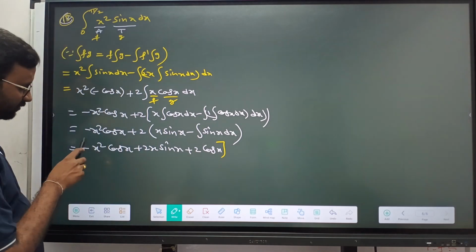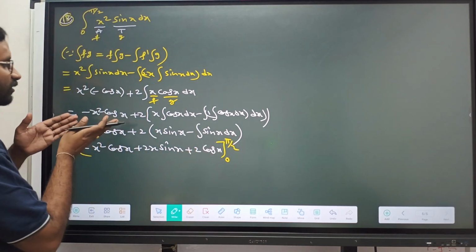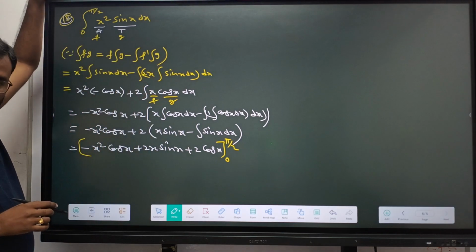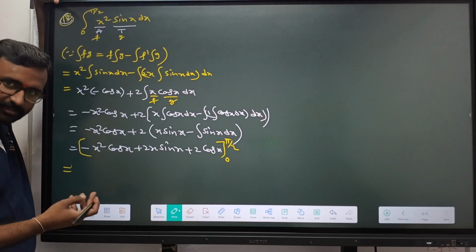But here we have what? Limits. What are the limits? 0 to pi by 2. Actually, you have to apply limits for all these also: 0 to pi by 2, 0 to pi by 2, 0 to pi by 2. You have to write. Okay. Now, for the final answer we have to apply limits compulsorily. I told you that is definite integration.